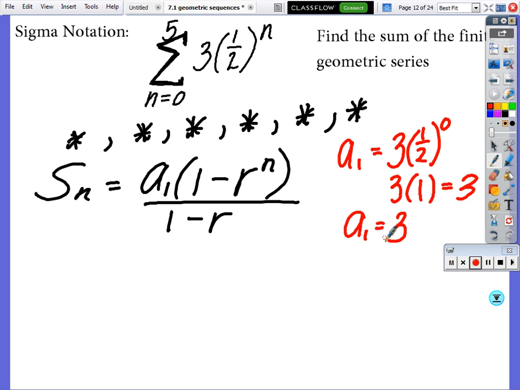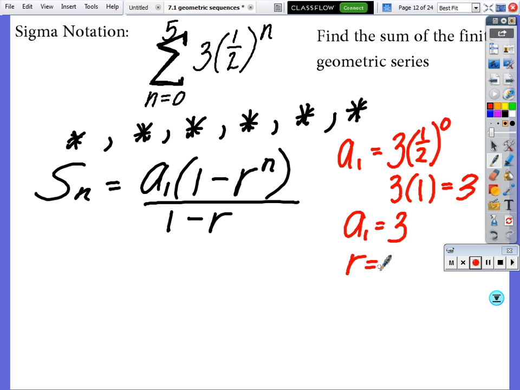Does everybody understand that? So you just enter 0? Yes, because that is the first thing we're plugging in. So if we wanted to find the second term, we would plug in 1. Does that make sense, everybody? Okay, so a sub 1 is 3.